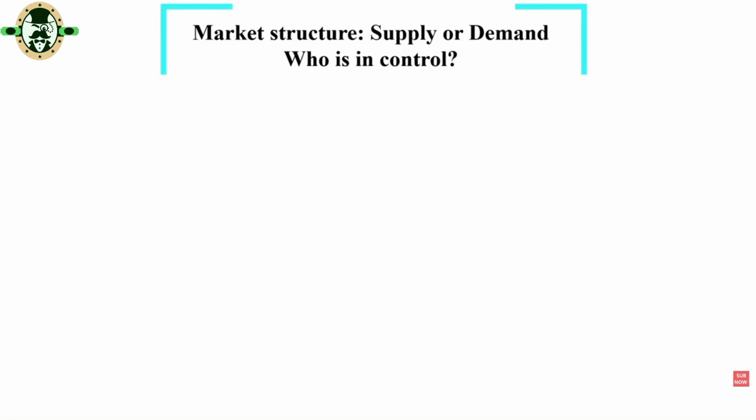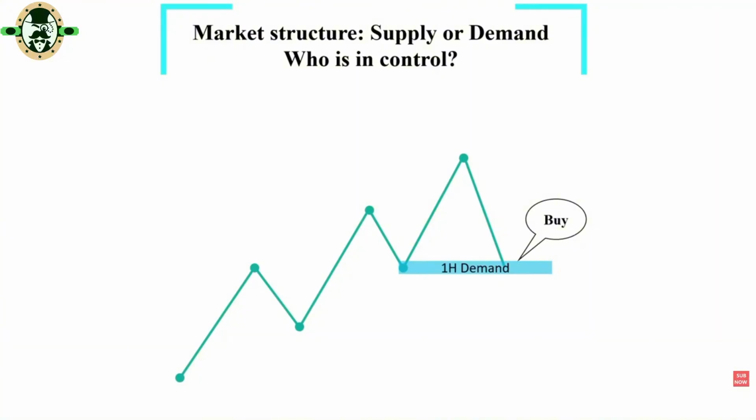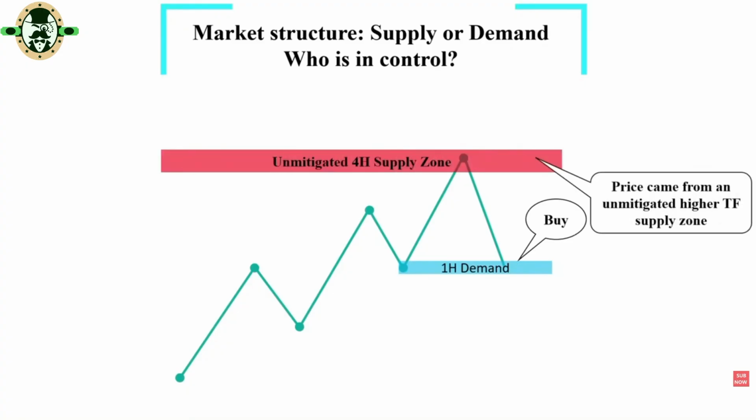Next, we have market structure: who's in control, supply or demand. Imagine this is a 1-hour structure, and price reaches a demand zone. It would seem logical to look for buying opportunities. But if price just came from an unmitigated 4-hour supply zone, then supply is in control. We must trade the controlling side of the market.